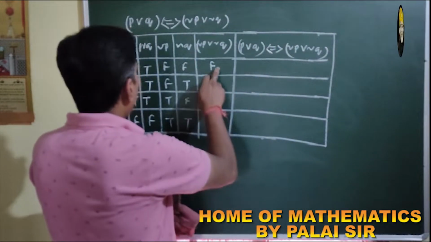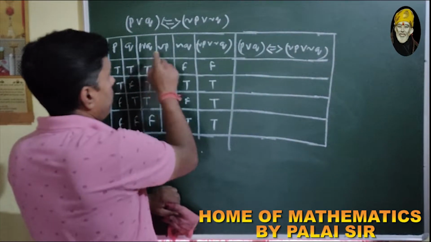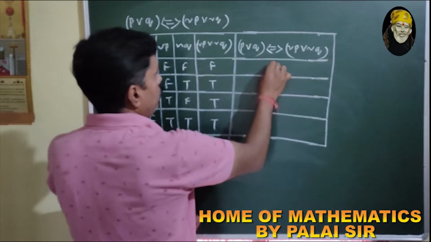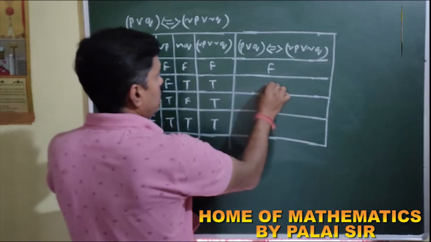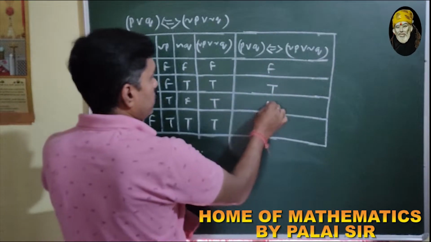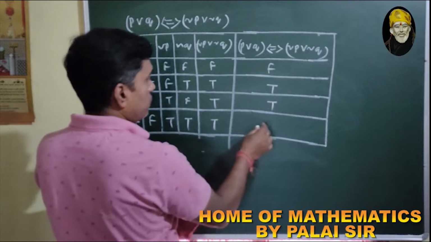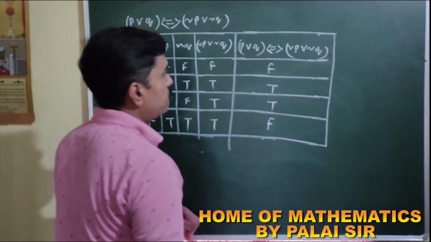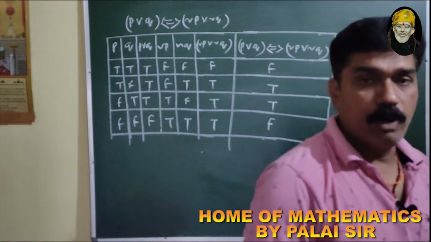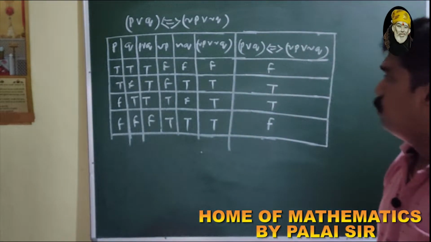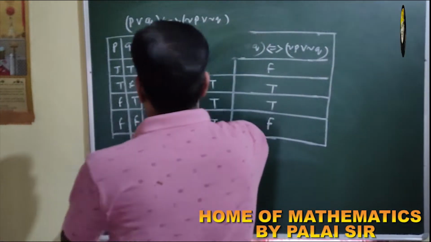So here, in between, you look at these two conditions, this one and this one. True, false, it is going to be false. True, true, this is true. True, true, this is true. Here, false, true, this is false. So this is the solution of this problem. Like this, we can find out the other problems. Here you see another problem.